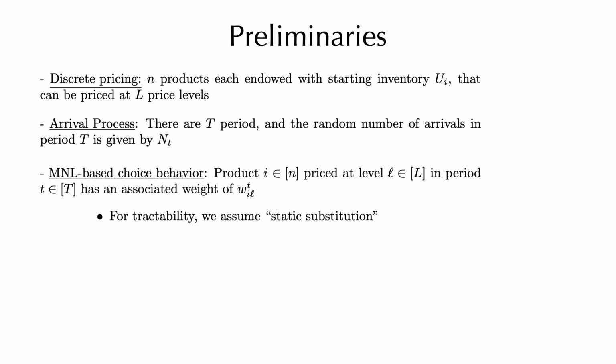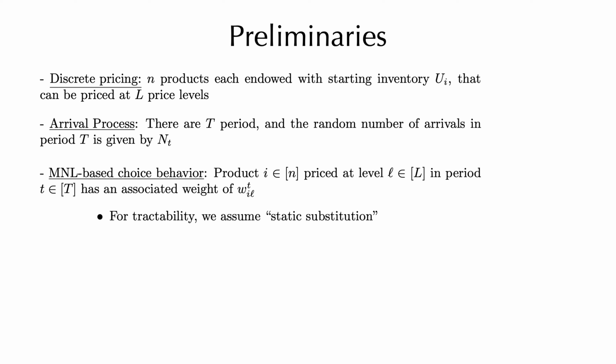Demand is going to be MNL based. That means for every product i and for every level that we could price it at, and every time period, we have an associated preference weight. So it's going to be a time-dependent MNL model. And for tractability, we needed to assume static substitution. What I mean by static substitution is that customers are always going to choose amongst the n products, even if one is stocked out. And if their most preferred product is not available, they're not going to substitute. They're just going to leave the store.